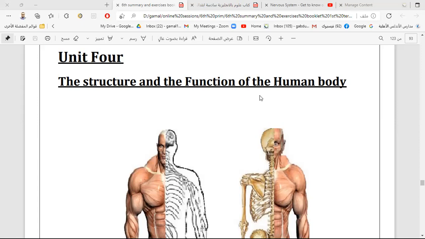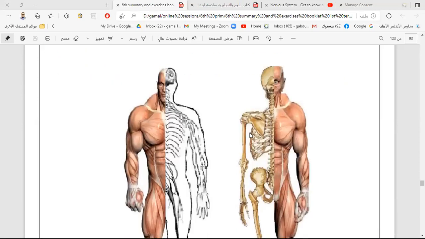Today, inshallah, we'll talk about unit 4, the structure and function of the human body. In this unit, we'll study two important systems: the human nervous system, and also the skeletal system, or the locomotory system. So we are going to study two important systems in our body.